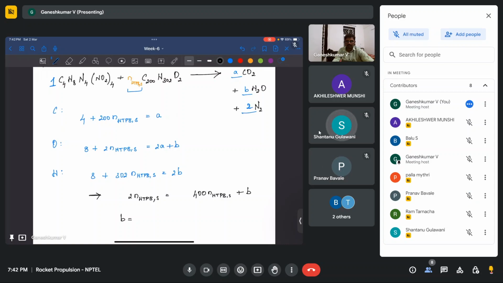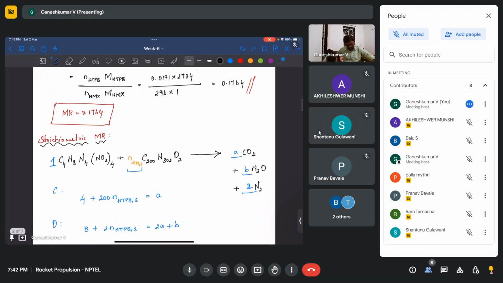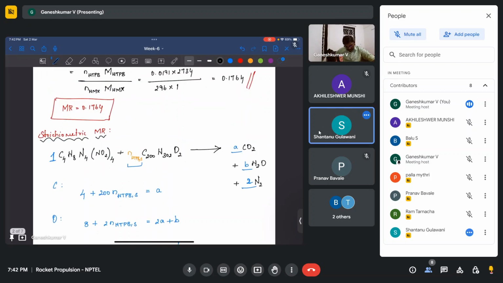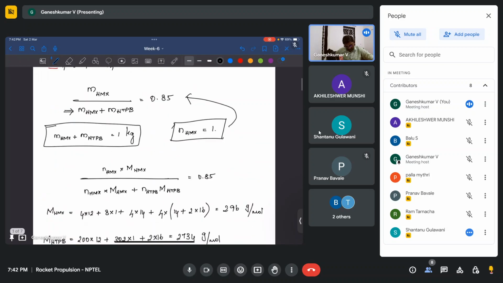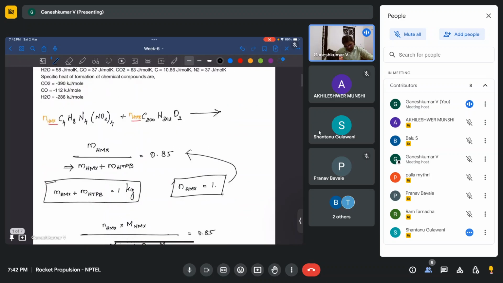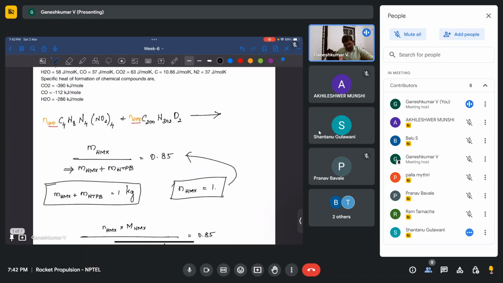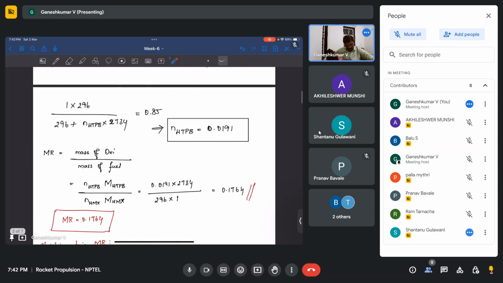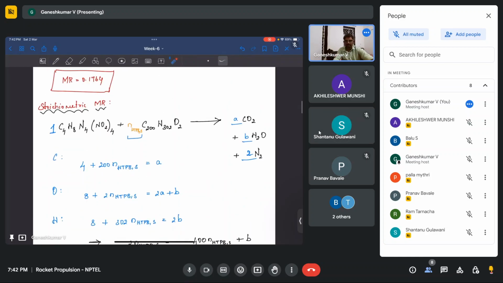The number of moles of HTPB are known: 0.0191. That is based on the 85% of mass, right? We don't know whether this 85% of HMX and 15% of HTPB is actually the stoichiometry. We don't really know that. We want the stoichiometry, and that may or may not be it.